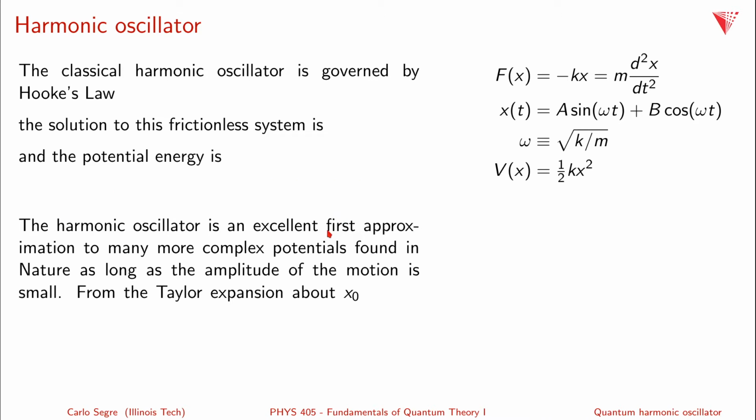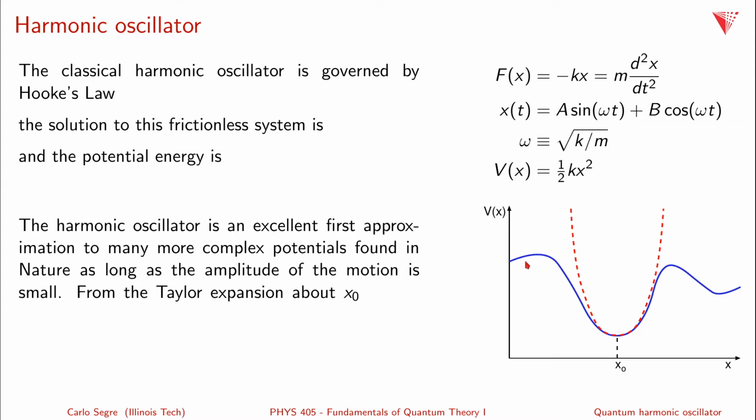The harmonic oscillator is a good problem because it's a good first approximation to many interesting problems in physics. As long as the amplitude of the motion is small, many systems can be studied and modeled as a harmonic oscillator. For example, let's imagine that we have a potential that has an arbitrary shape, but it has a minimum. Around the minimum, which is at x sub 0, we can do a Taylor expansion. And the Taylor expansion about x0 looks like this.